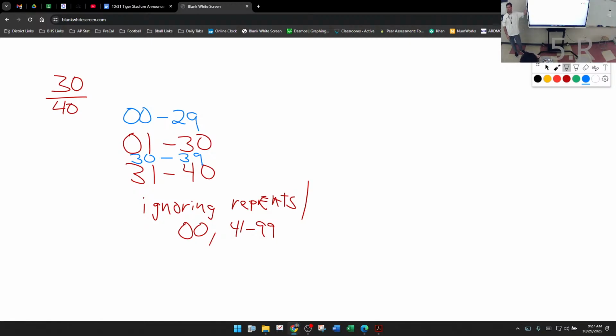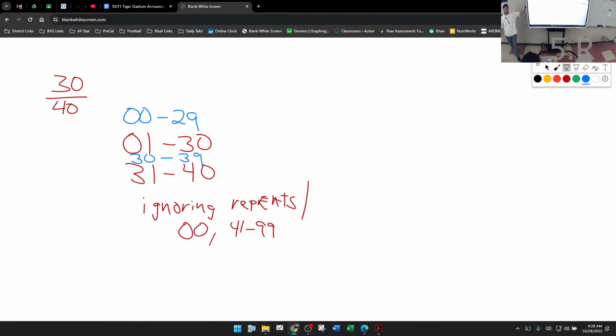I don't think you can do 1, 2, 3 and 4, because I don't think that gives the same chances, there's more possibilities. And I don't think I can go 00 through 75 and then 76 through 99. I don't think I can do that. I think I have to do the 30 and the 40.